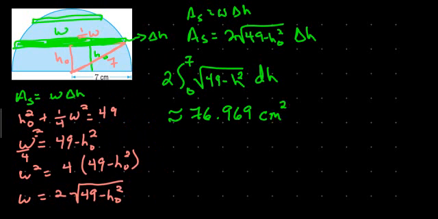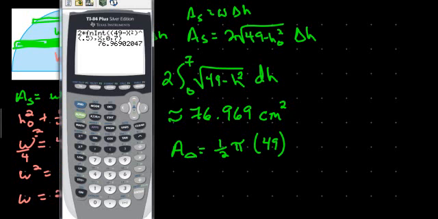Okay, and so let's check that answer. We know the area of the circle is pi r squared, so the area of my semicircle would be 1/2 pi times r squared. My radius is 7, so times 49. Let's make sure that this agrees with what we already know. So we got 0.5 times pi times 49. Cross your fingers. Okay, good.